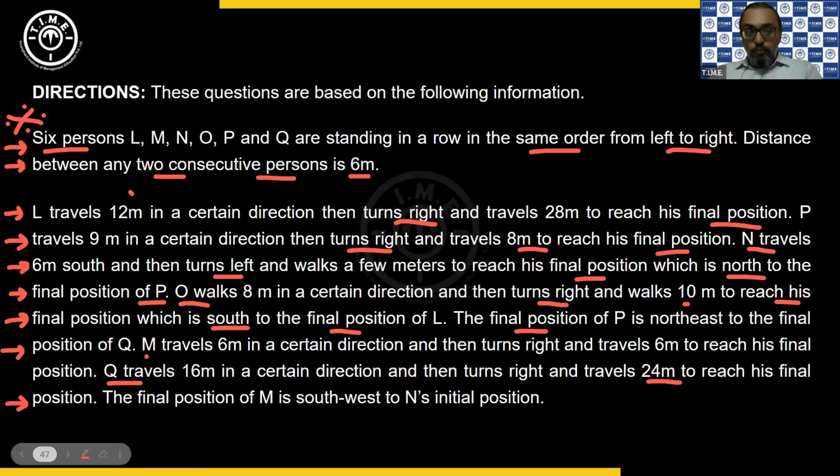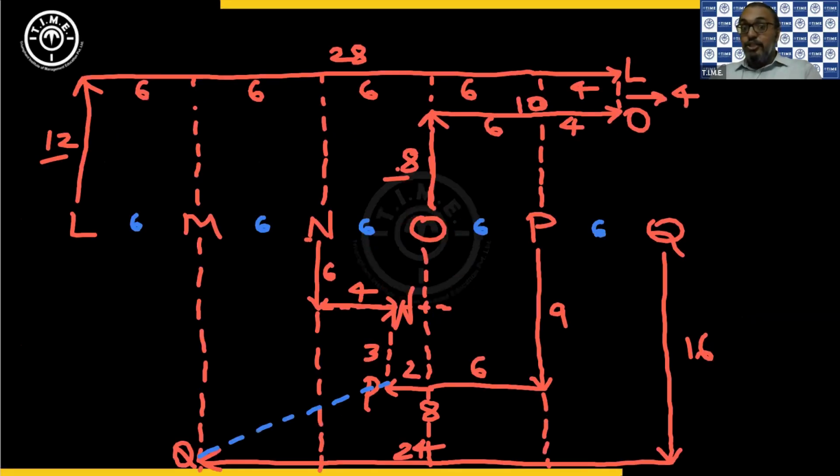Now I'll go before one line. We have M. M travels 6 meters in a certain direction, turns right and travels 6 meters to reach his final position. But look at the last line now. The final position of M is southwest of N's initial position. So N's initial position, southwest means again the same blue dotted line you have, no, that direction.